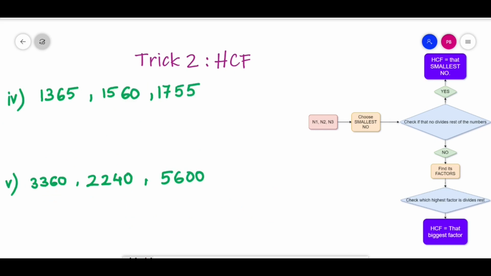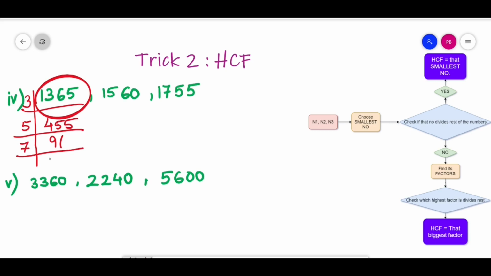Now let's take few large numbers. The fourth is 1365, 1560, and 1755. Among these, smallest number is 1365. Now we need to get the factors of 1365. So let's do the factors right here. So first, it can be divisible by 3, and here 455 will come. This is prime factorization method. Again, we will divide it by 5. You will get 91. Then 91 will get divided by 7, and that's how you will get 13. So now the factors of 1365 are 3, 5, 7 and 13.